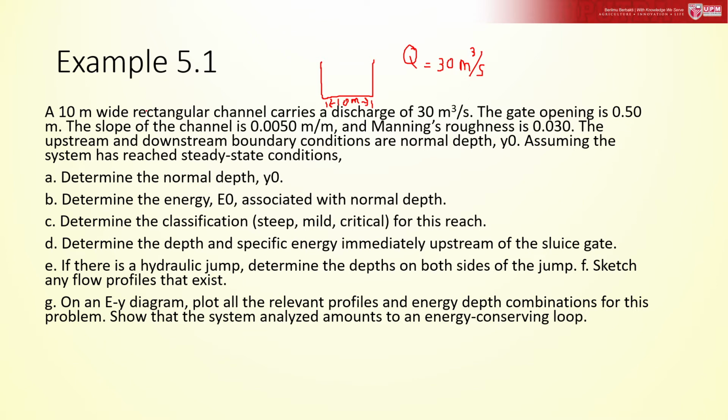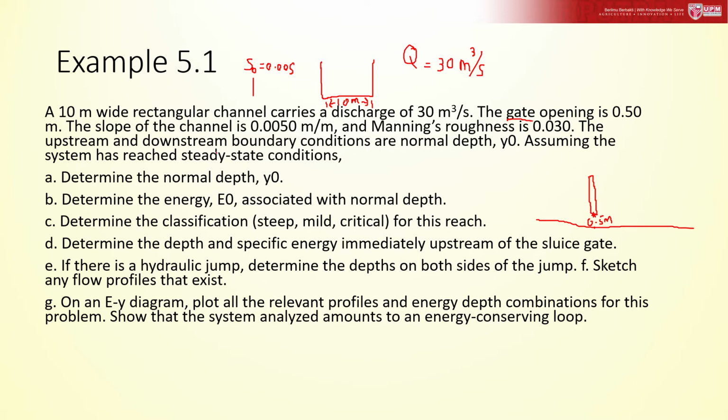The slope of the channel is 0.005 meter per meter. So the slope of the channel is S0, and the value is 0.005. And so we are given here the information on the gate opening. So if we have a flow like this, bottom slope of 0.005, and we have a gate here, the opening of the gate is 0.5 meter. So this is the distance from the gate to the bottom of the channel.